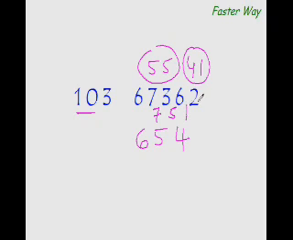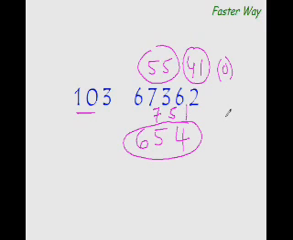Now our new dividend would be 12 minus 3 times 4, that is again 12. So 12 minus 12 is 0. The moment you have 0 as the dividend, you know that this is your answer. That's it. As simple as that.